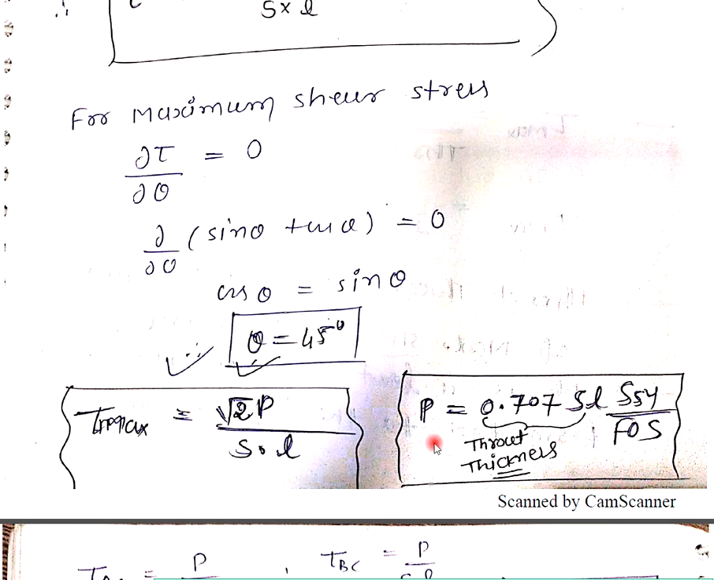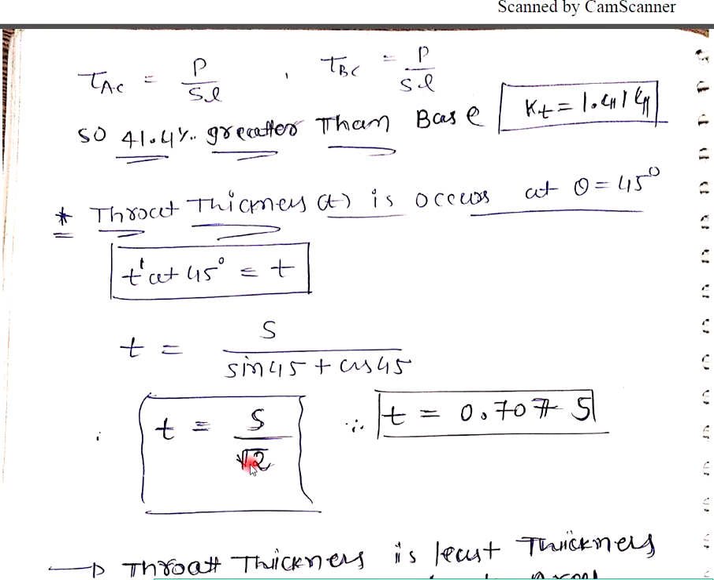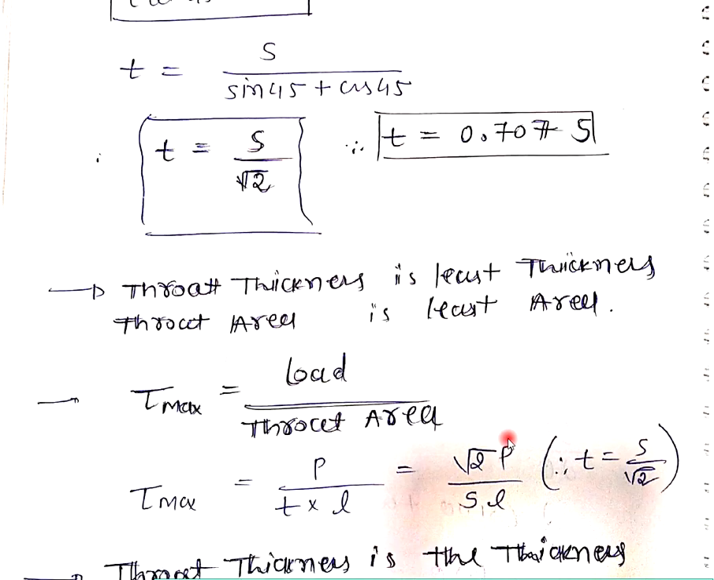This equation is a very important equation from the exam point of view as well as the numerical point of view. Now we know that tau is equal to P upon SL for normal, but here we are using 0.707 SL SSY upon FOS. So what is the throat thickness? We have the equation T is equal to S upon sin theta plus cos theta, we obtained theta is equal to 45, so you will get throat thickness is equal to 0.707 of S. It means 70% of your size of weld, that is the throat thickness.